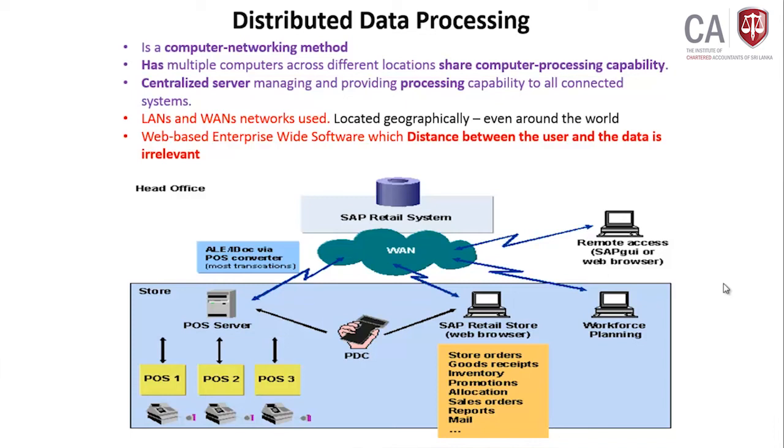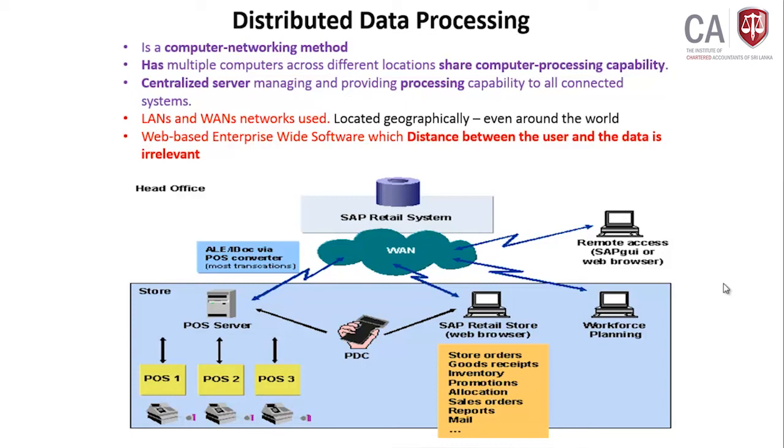POS machines are there. So data is distributed in every area. That can be received via PDC. This is a gadget that you use to scan the product codes, and automatically the data will come to the computer, and that will go through the WAN to the head office system. So LAN and WAN networks are used, the local area network and also the wide area networks. So it can be located even all over the world.